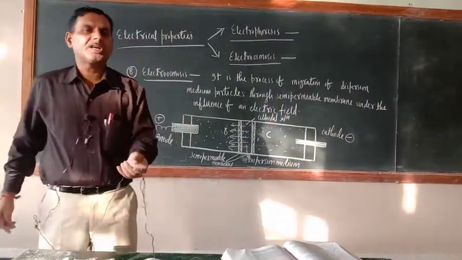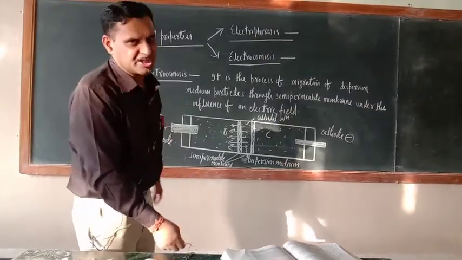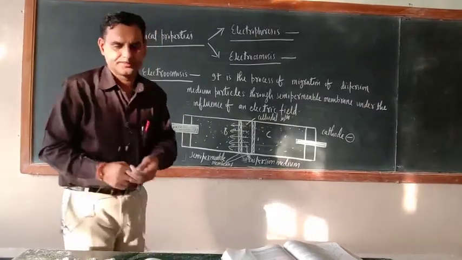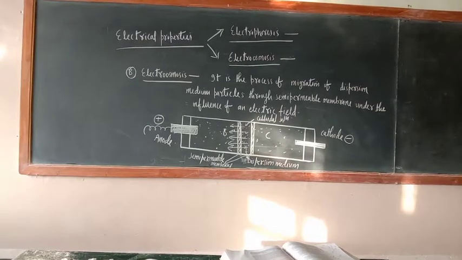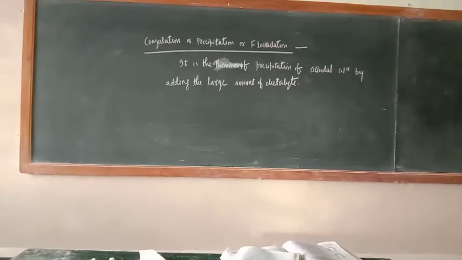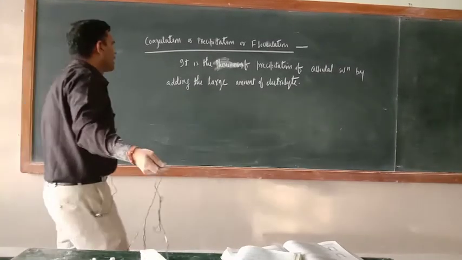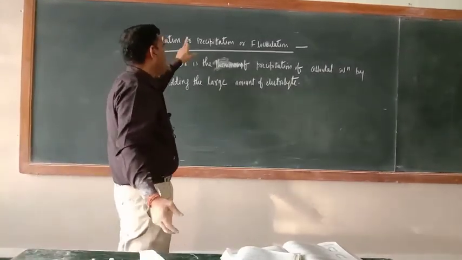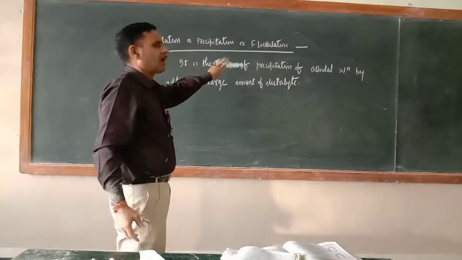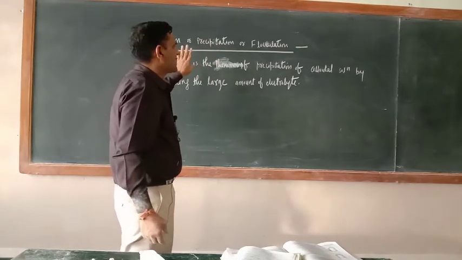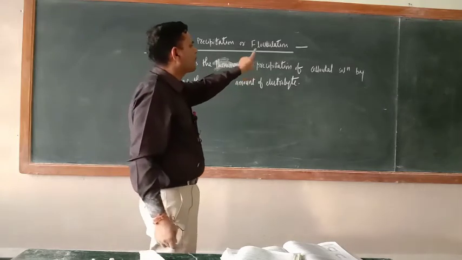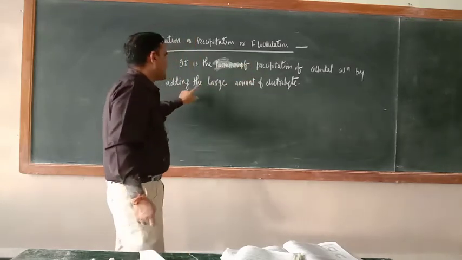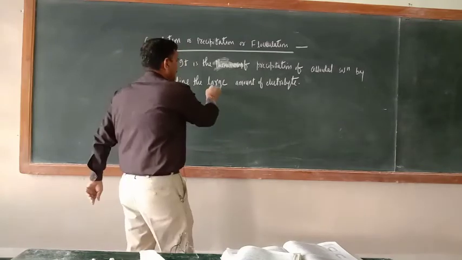Now the next thing is coagulation. So dear cadets, just see here. Coagulation or precipitation or flocculation, the meaning is the same here. It is the phenomenon of precipitation of a colloidal solution by adding a large amount of electrolyte.